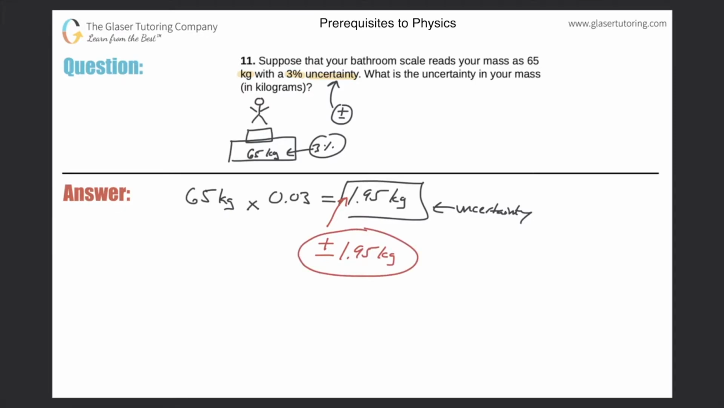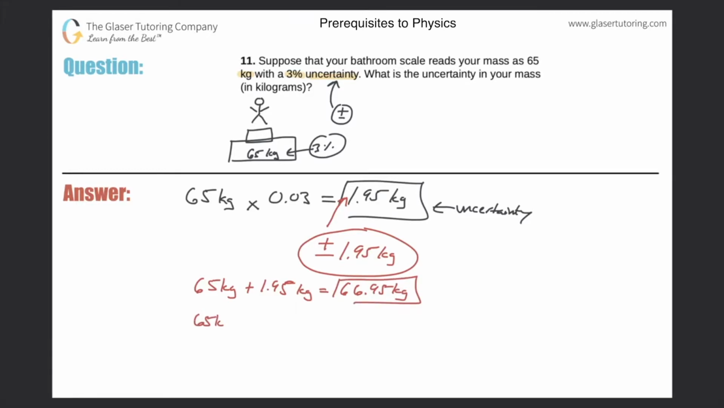Okay. And now what we can do is we can find the bounds of the uncertainty, right? So meaning I can take the original mass, 65 kilograms, add to that the 1.95 value of the uncertainty, and find the upper limit of the uncertainty. So just take out your calculator, plug that in, and it comes out to 66.95 kilograms. That's the upper limit of the uncertainty.